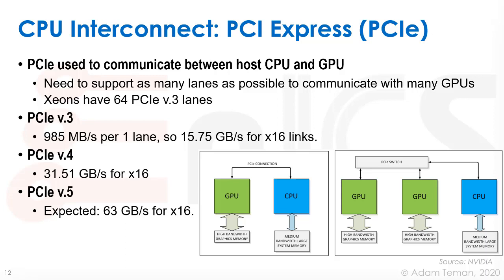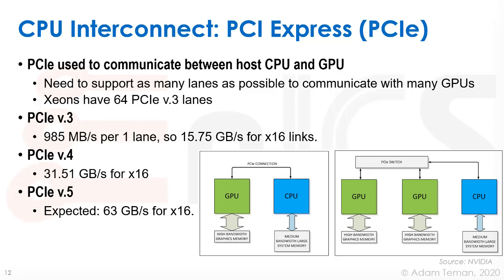When we discuss CPUs, we usually discuss an interconnect called PCI Express. That's the fast interface that's usually used with CPUs. It's used to connect CPUs to different peripherals at high speeds, or specifically to GPUs. Usually you have the CPU as a host that does the control, and it will use a GPU for acceleration, such as graphic acceleration traditionally, and it will use a PCI Express connection. It needs to support as many lanes as possible to communicate with many GPUs, as we can see in the illustrations below. And Xeons usually have 64 PCI Express version 3 lanes.